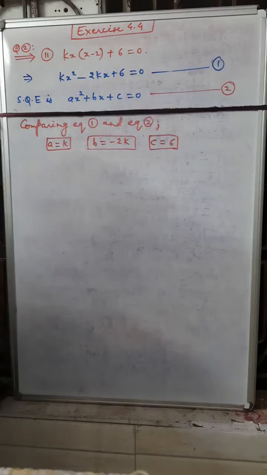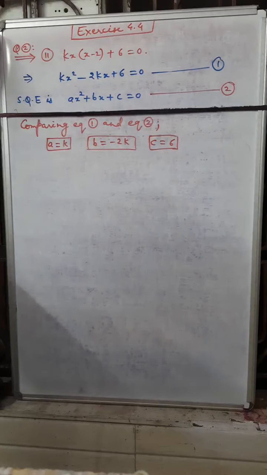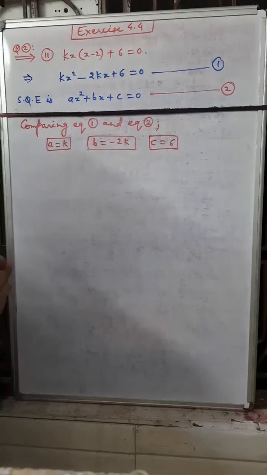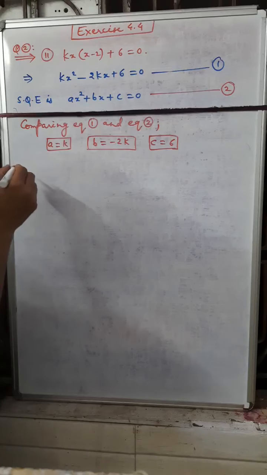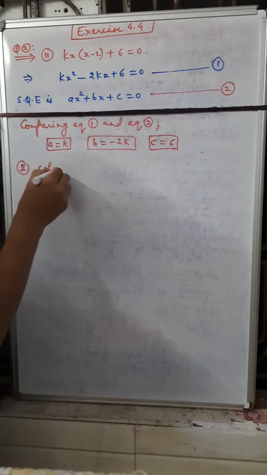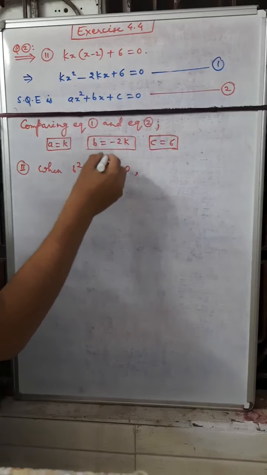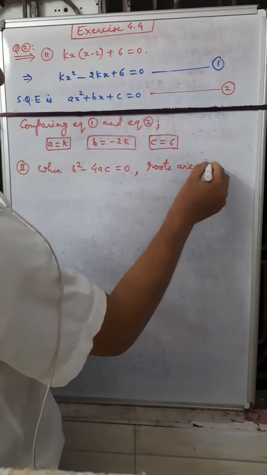But here there is no need to find the roots of the given equation, because the condition is that we have to find the value of k where the roots are equal. So we know the condition. In which condition are roots equal? I described this in the previous 2 questions. The second condition was that when b square minus 4ac is equal to 0, roots are equal.